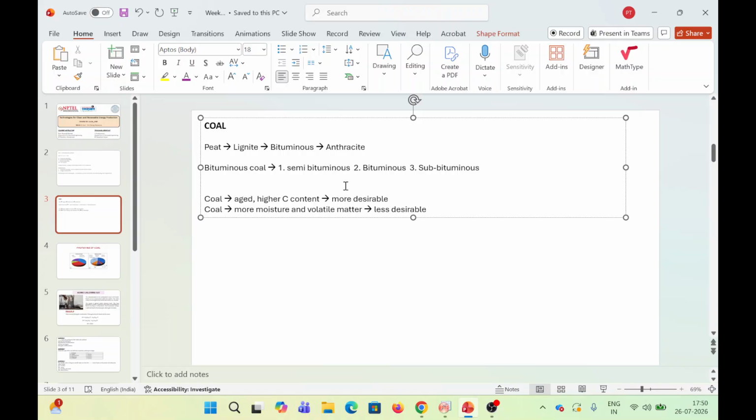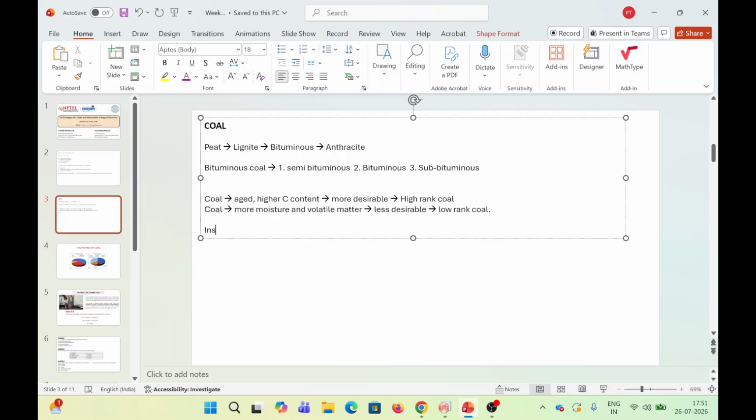A more desirable coal will be a high rank coal, whereas a less desirable coal will be a low rank coal. Now, based on the origin of the coal, there are totally two theories that are proposed. One is the in situ theory, and another one is the drift theory.